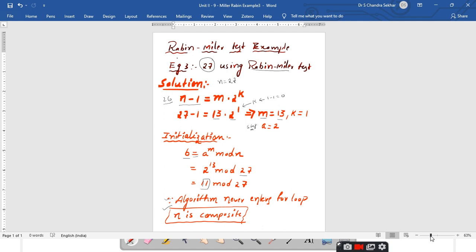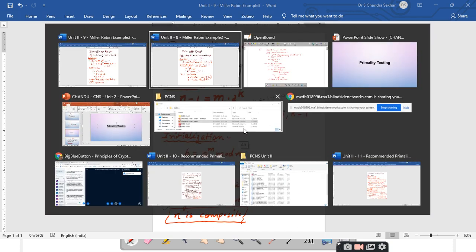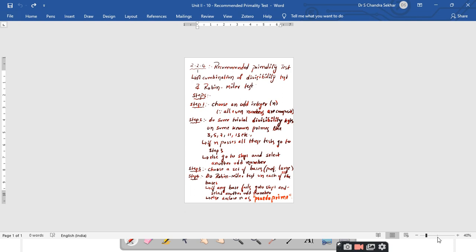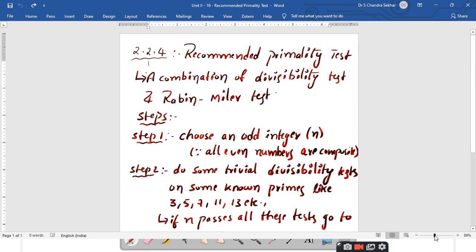Right. So we are going to discuss one more algorithm based on the primality test, another probabilistic algorithm to check whether a given number is prime or not. We call it the recommended primality test.